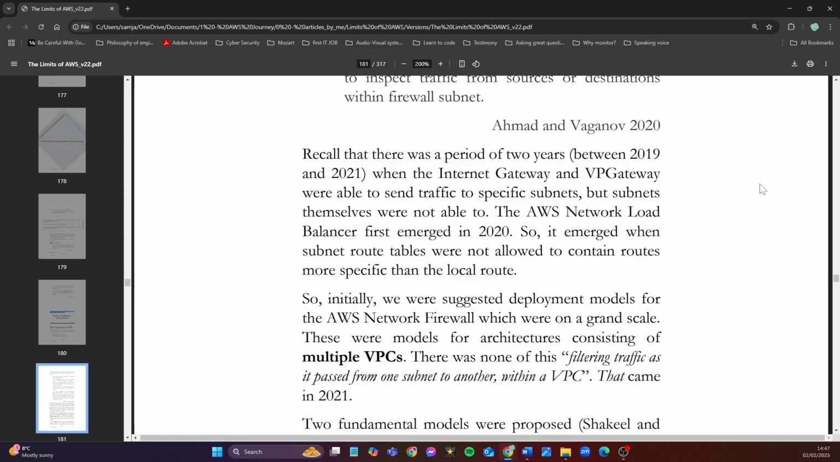Recall that there was a period of 2 years between 2019 and 2021 when the Internet Gateway and VPN Gateway were able to send traffic to specific subnets, but subnets themselves were not able to. The AWS Network Load Balancer first emerged in 2020, so it emerged when subnet route tables were not allowed to contain routes more specific than the local route.